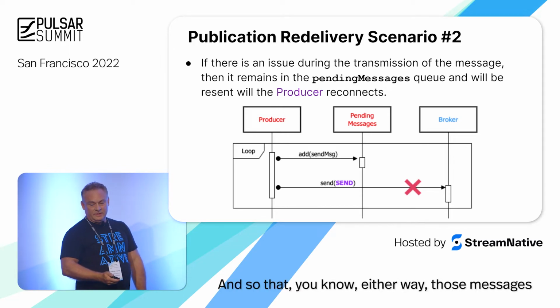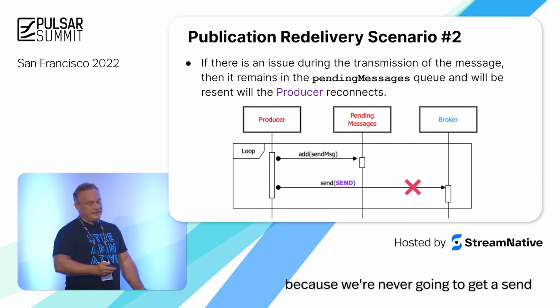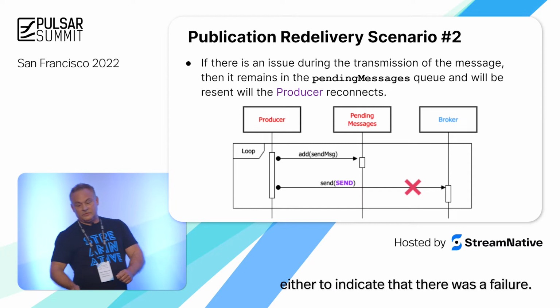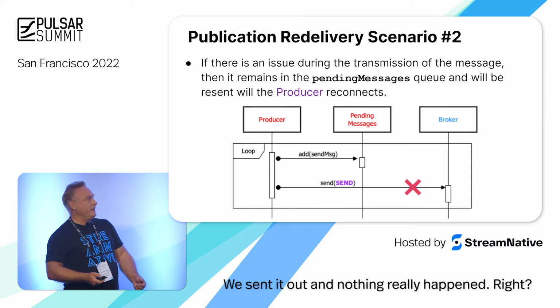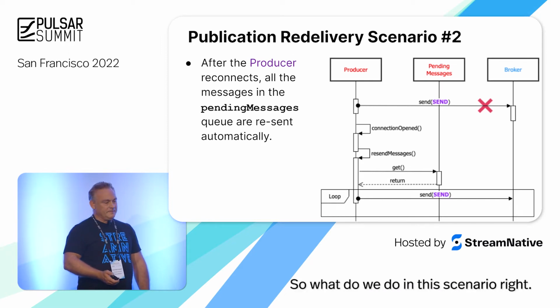Either way, these messages are gonna remain in the pending message queue because we're never gonna get a send receipt back, right? We're not gonna get a send error either to indicate that there was a failure, but it's just gonna be the absence of anything. We sent it out and nothing really happened, right? We sent it over the wire, we never heard back from you. So what do we do in this scenario, right?